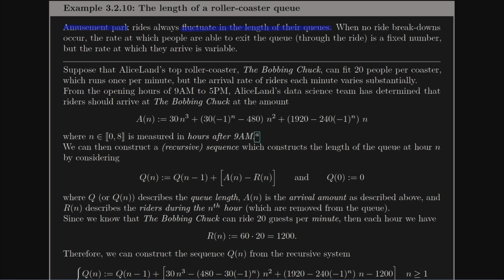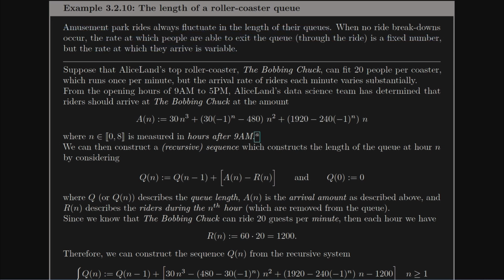So when you assume no ride breakdowns are happening, the rate at which people are able to exit the queue through the ride, by riding the ride, is going to be some fixed number. But the rate at which they arrive is a variable number. There's some function which provides how often somebody arrives at the queue, but the rate at which the ride is running is basically fixed.